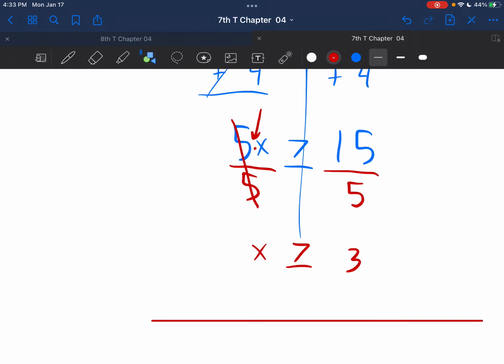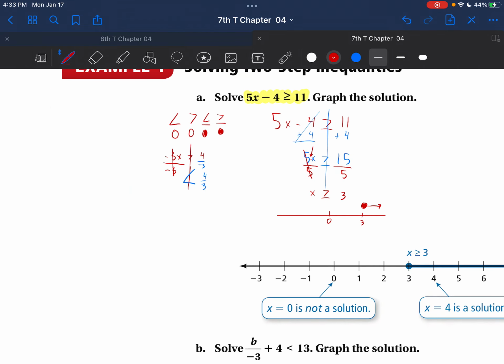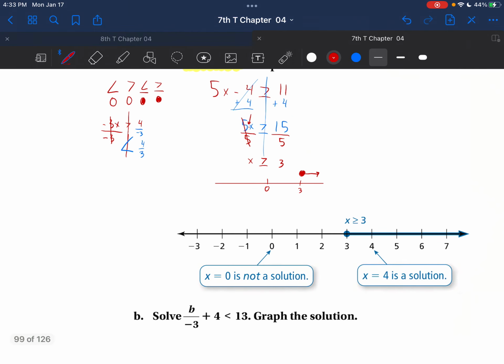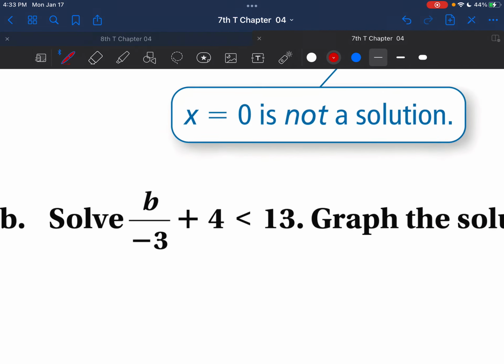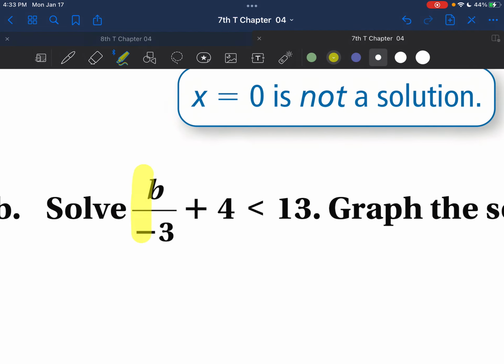All we need to do now is graph this. Here is our 0. Here is 3. Now give me a number that would be greater than 3. 4 is greater than 3. 5 is greater than 3. 6 is greater than 3. Where are those numbers? Those would be over here to the right. That is how you would solve this problem. All right, let's try another one. Looks like we got it correct, just like they did.